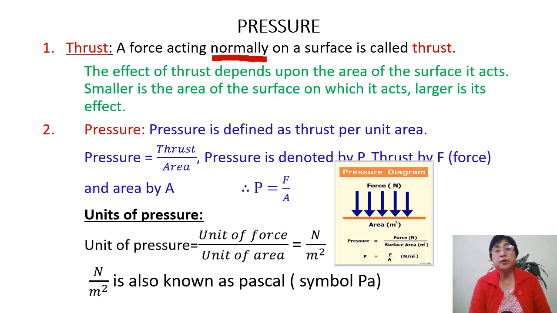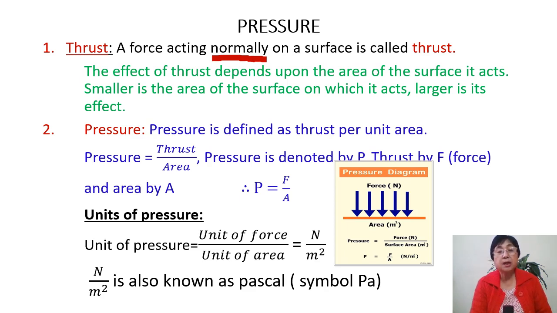Alright, thrust per unit area. Whenever you have the word "per unit", it means divided by. So here it means pressure equals thrust divided by area. Pressure is denoted by capital P, and thrust is a force, so it's denoted by F, and area by A. So symbolically, P is equal to F by A.